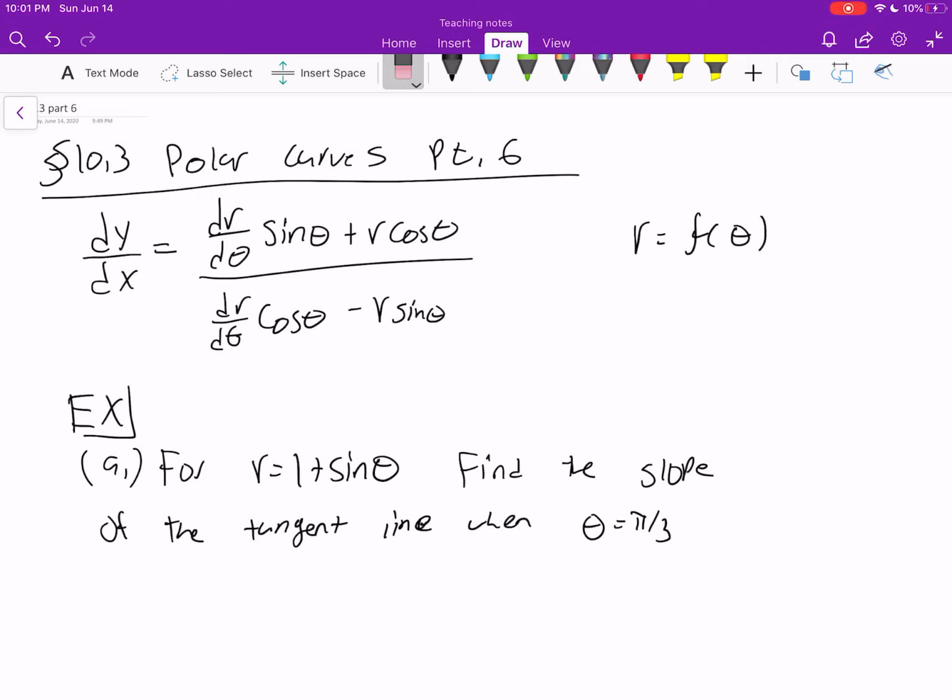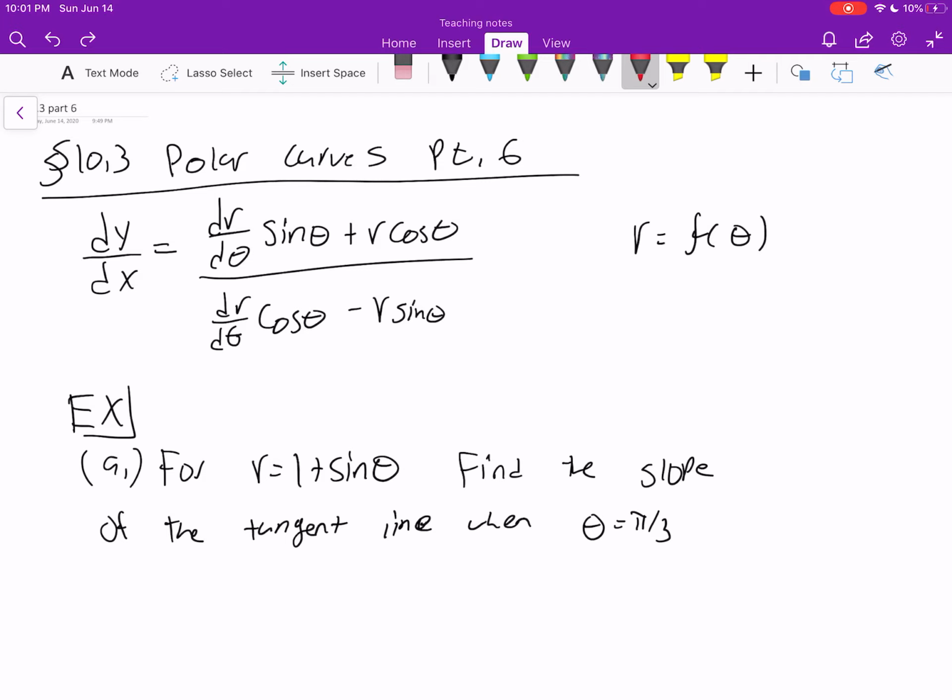All right, so this is the last thing we're gonna do for this section. Last time, we got this formula here for the slope of the tangent line to a polar curve, where r is equal to some function of theta, like we've been doing for the graphing stuff. So let's just do an example. For r equals 1 plus sine theta, find the slope of the tangent line when theta is equal to pi over 3.